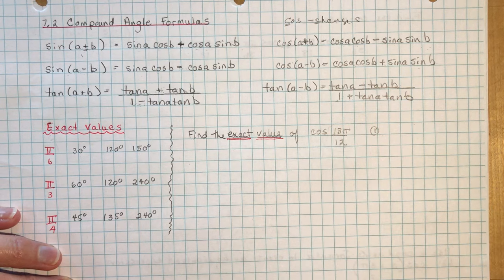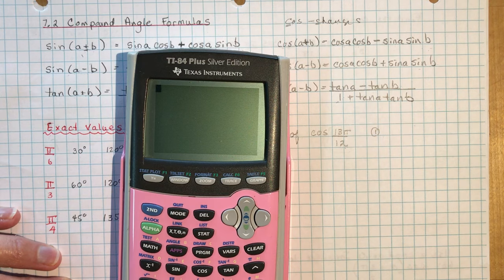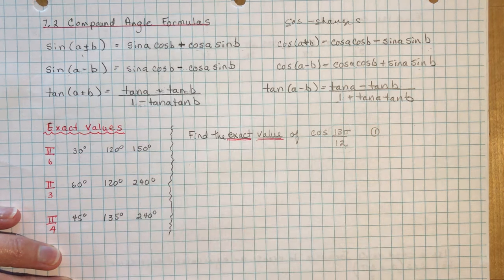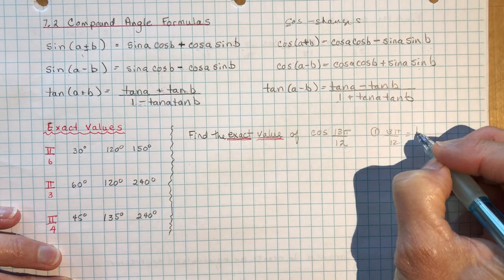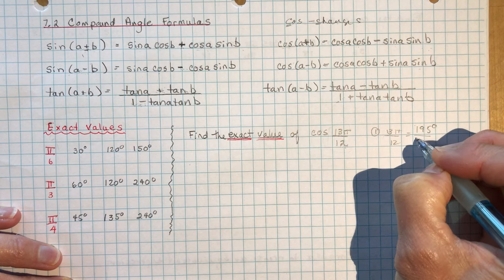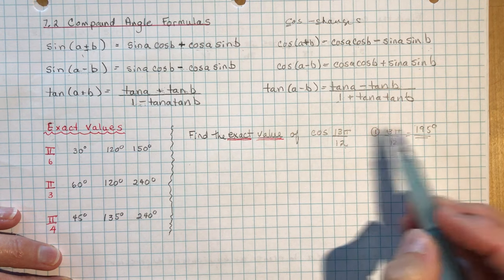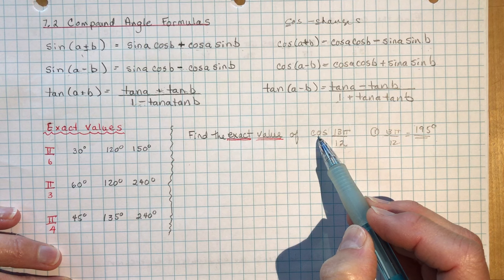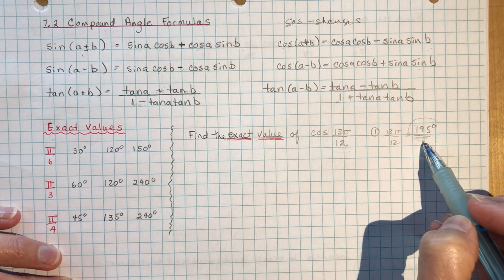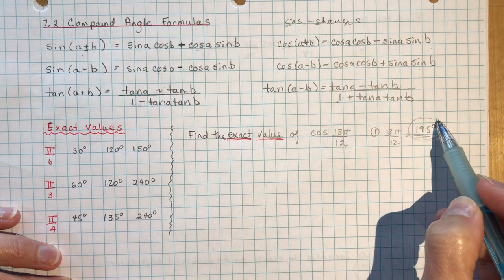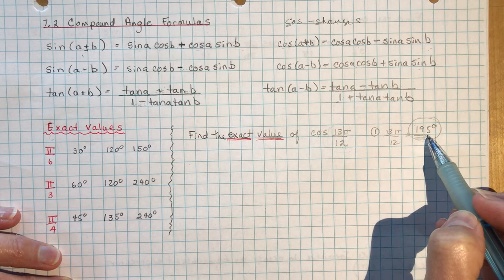So 13 pi over 12, if you can't remember quickly, you would just say, well, pi is 180. 180 divided by 12 is 15. And 13 times that gives me 195. So 13 pi over 12 is 195 degrees. So you're going to use an addition formula for cosine, or a subtraction formula, to find two numbers that are multiples of special triangle values to get you to 195.